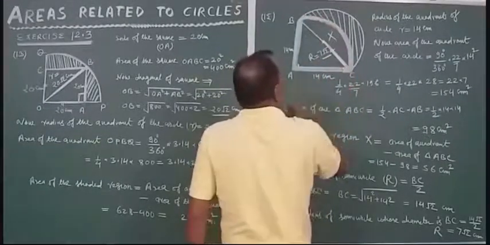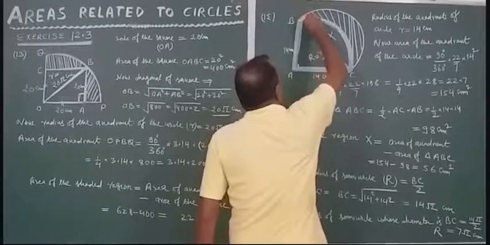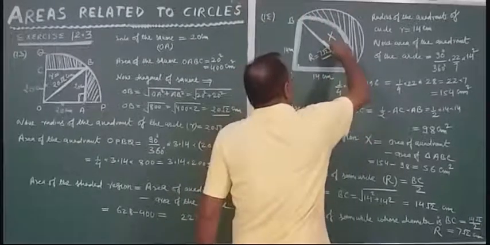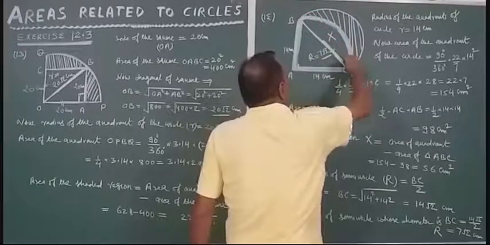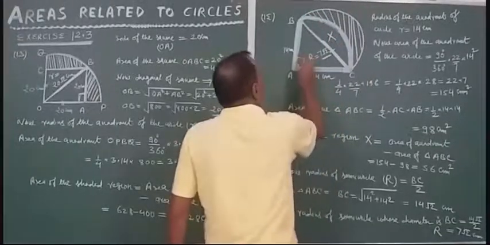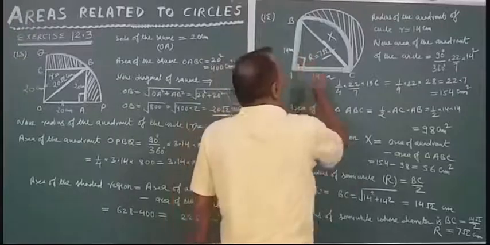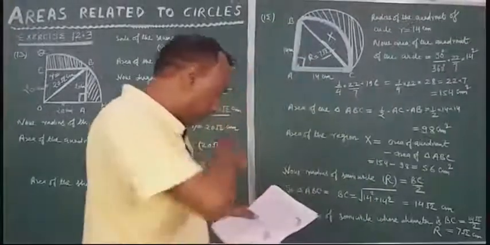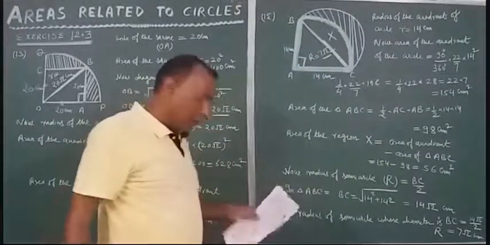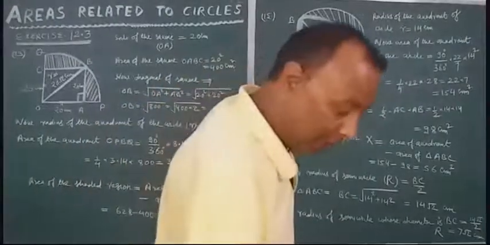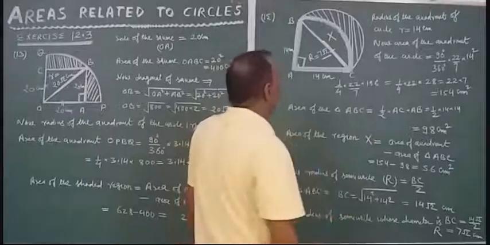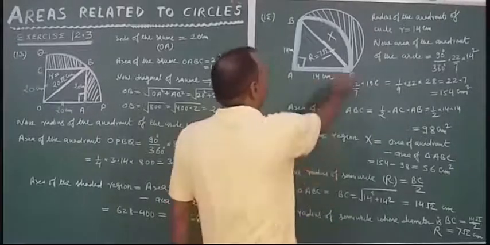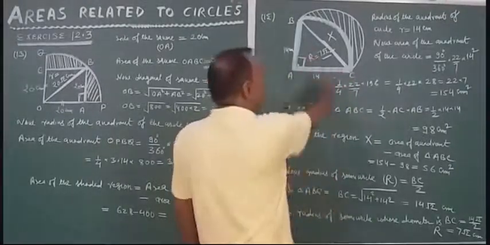This is the quadrant of the circle. Is it okay? This angle will be 90. So in the figure, ABC is a quadrant of a circle of radius 14 centimeter. What is the radius of this quadrant? 14 centimeter. That is AC is equal to 14 and AB is also 14.